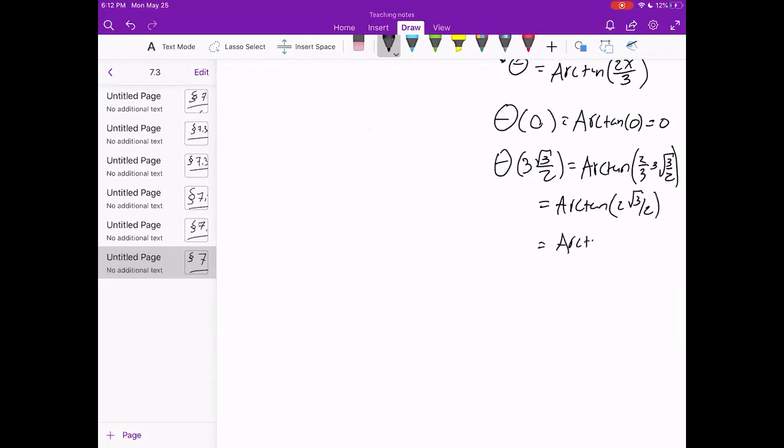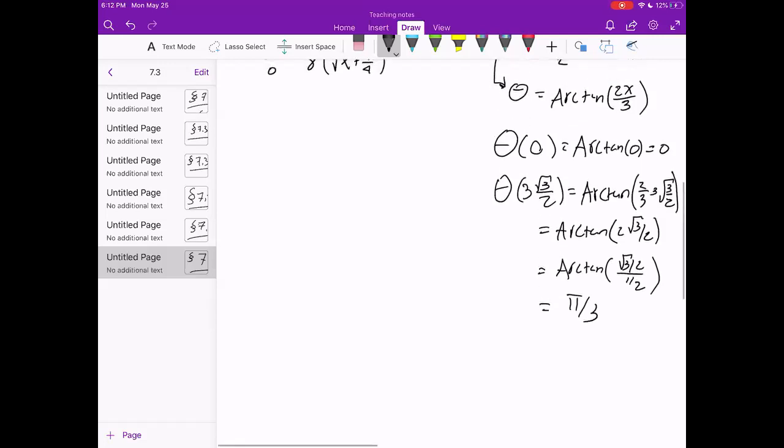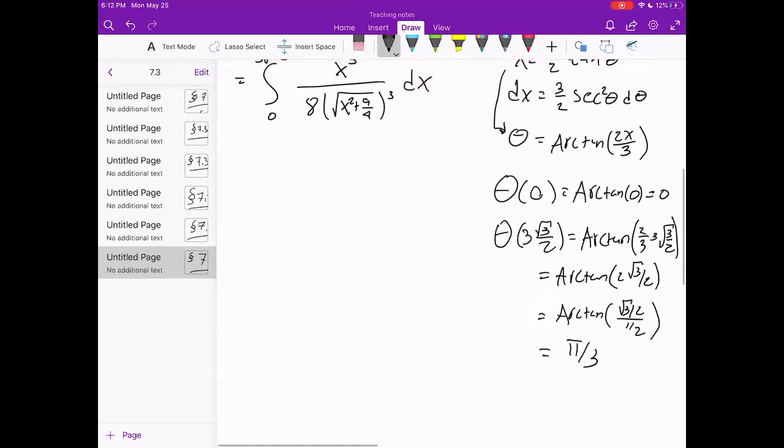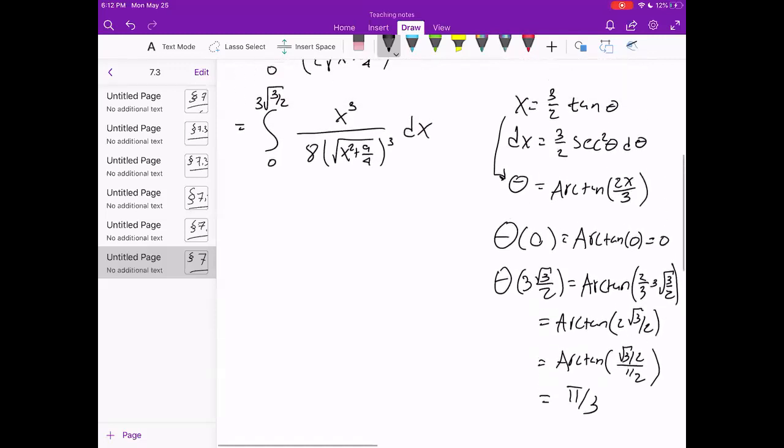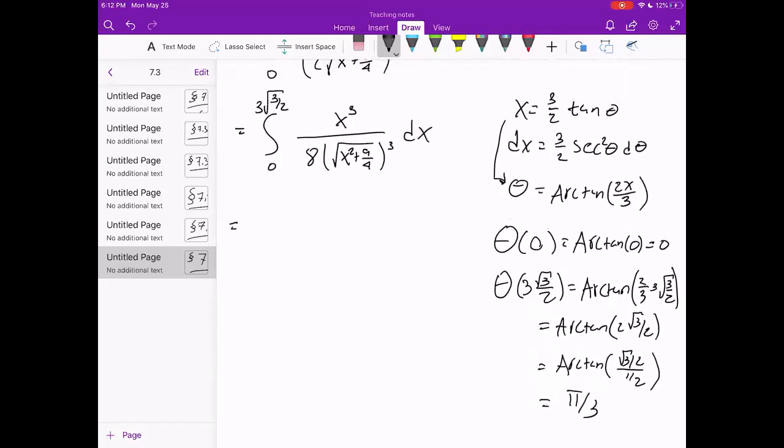And let's pretend I don't have a calculator. I want to write this using two values that appear for sine and cosine. This is the arctan of radical 3 over 2 over 1/2. And this ends up being pi thirds because the sine of pi thirds is radical 3 over 2 and cosine of pi thirds is 1/2. So the arctan of radical 3 over 2 over 1/2 is pi over 3. So that means this integral now, I can rewrite as the integral from 0 to pi over 3. Box this off.